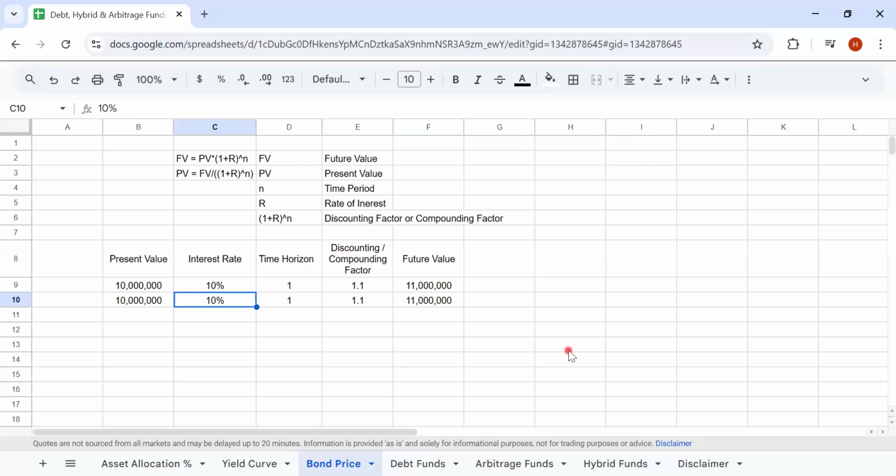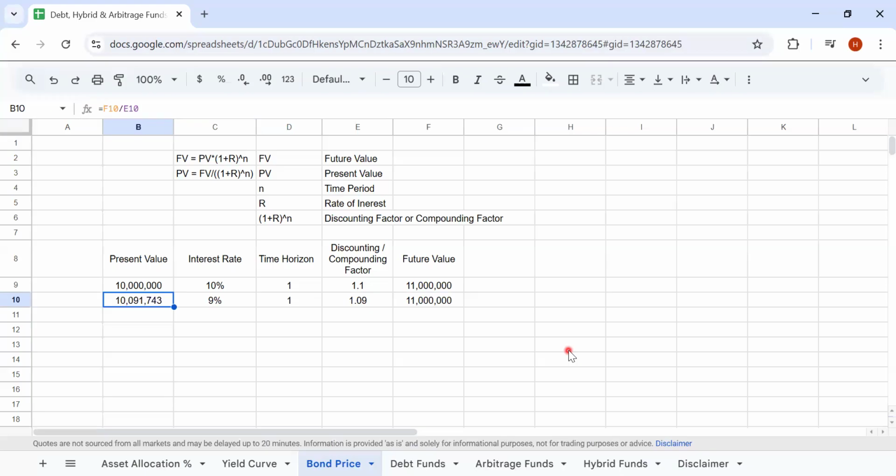Right now, let's say the future value has to be 1 crore 10 lakhs and the interest rate is at 9%. What is the present value of that corpus? That would be 1 crore 91,743. Now let's take the example of an investor who has invested 1 crore in the morning at a 10% interest rate and its future value is 1 crore 10 lakhs.